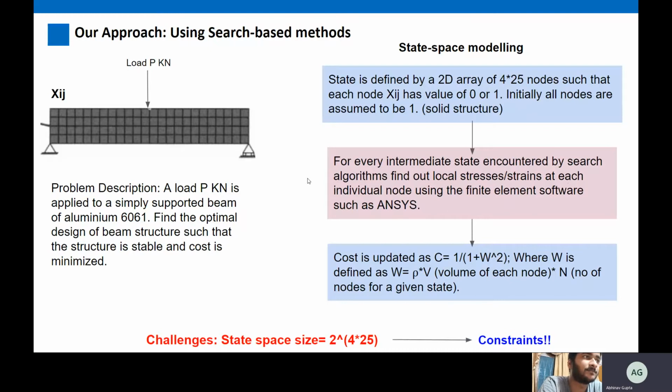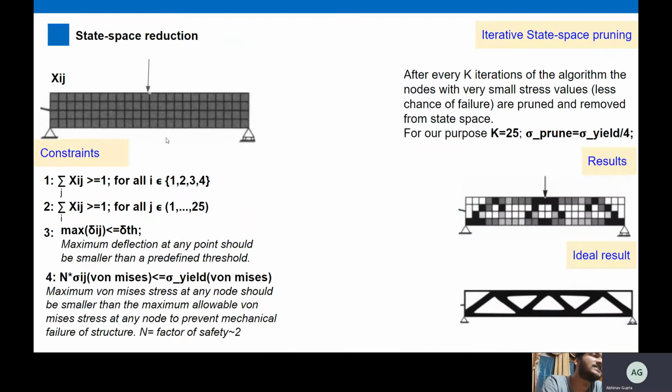Yes, constraints. Some of the constraints that make sense, first of all, is summation of xij over i for every j should be greater than or equal to 1, which basically means that all values inside a column can't be 0, because if that was the case, it would basically become two different structures. Same thing goes for summation of xij over j for all i greater than or equal to 1, for all j belonging to 1 to 25. So these are basically all nodes in the j direction.